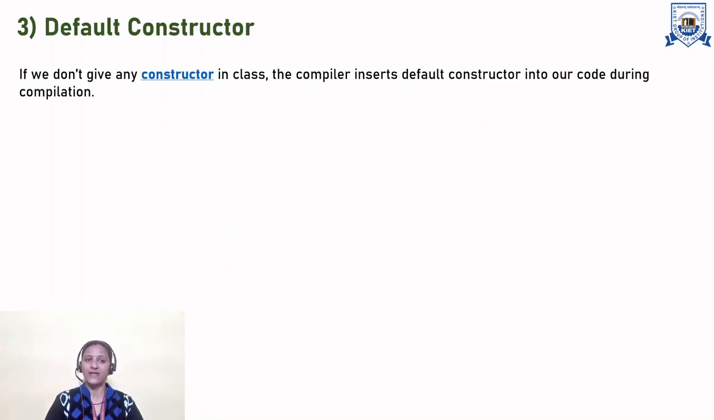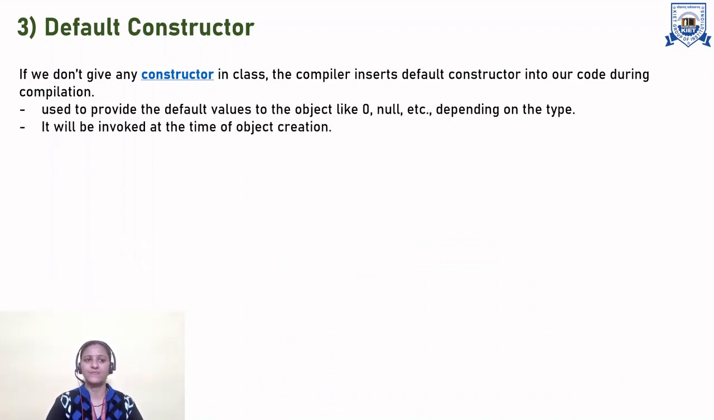This is when we don't give any constructor in a class, the compiler inserts the default constructor into our code during compilation. Basically, the purpose of the default constructor is to provide default values to the objects like 0, null, etc., depending on the data type. It will be invoked automatically at the time of object creation.